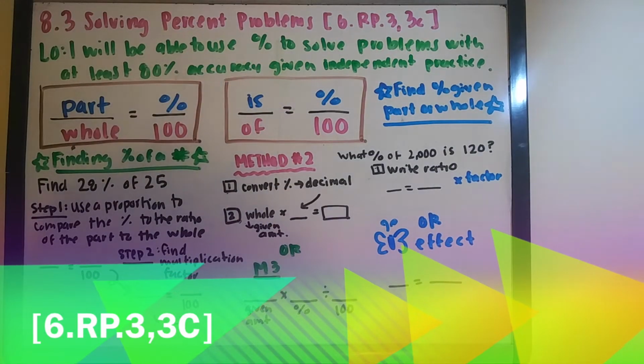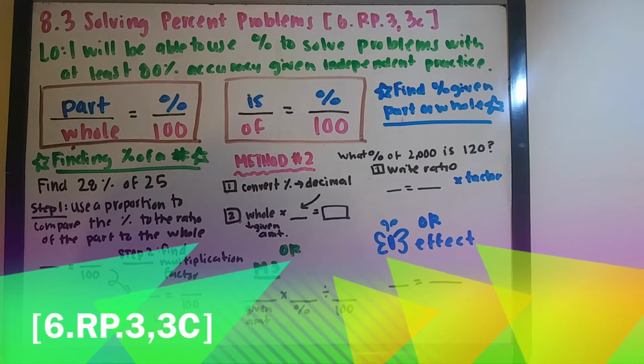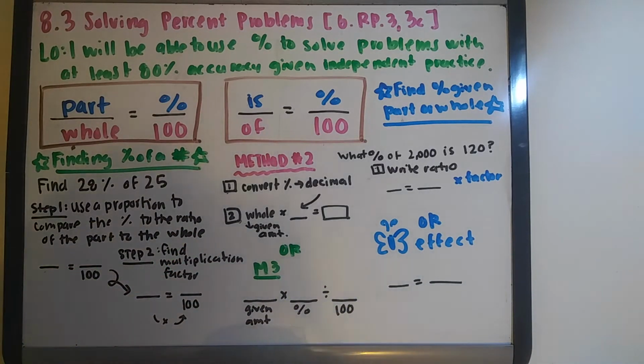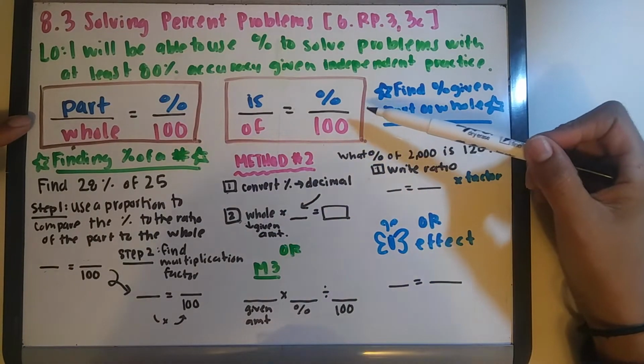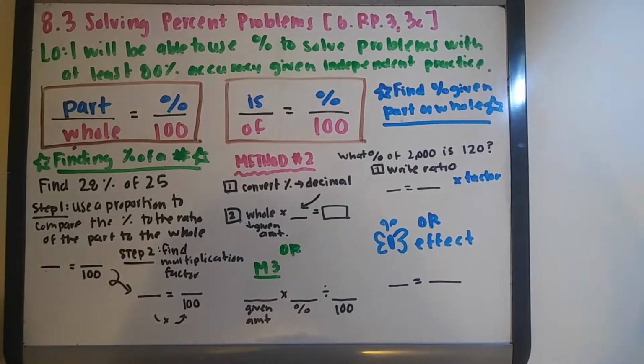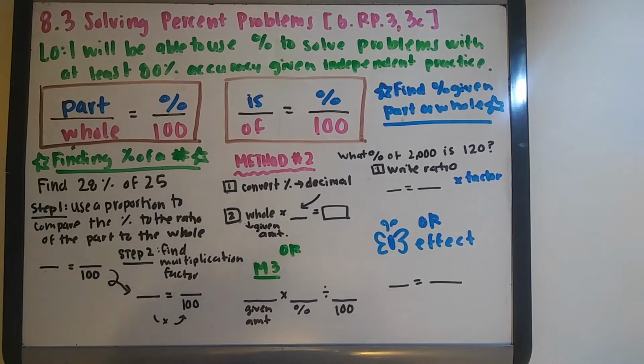Okay, you guys, so this is 8.3. We're going to be solving percent problems, and we want you to be able to solve given problems using percentages with at least 80% accuracy when you're given independent practice. So these are two tools that you can utilize when you're solving percentage problems to set it up, and that way you can organize it and your brain can take it and then solve for it.